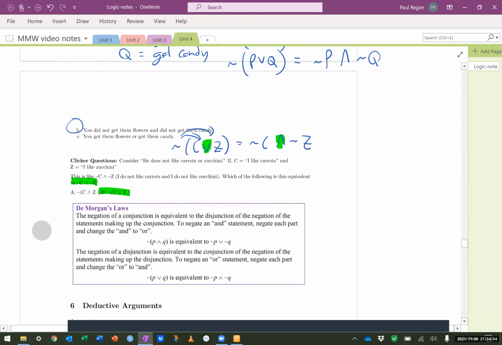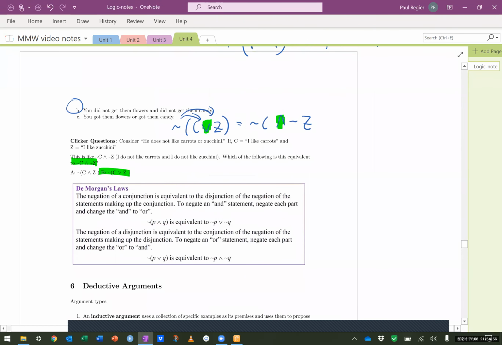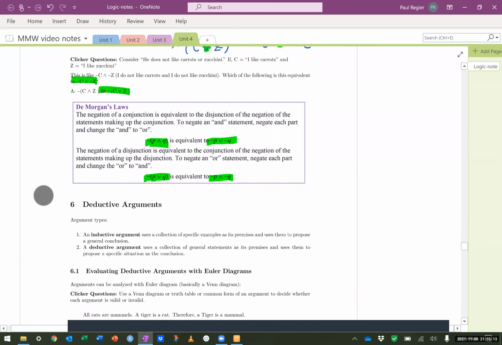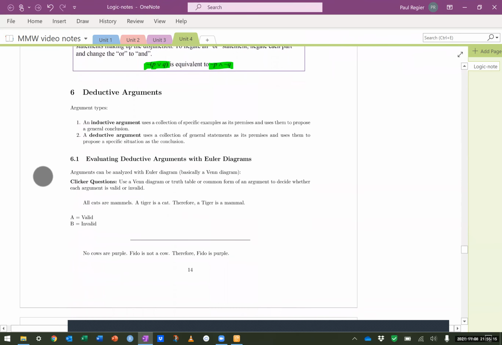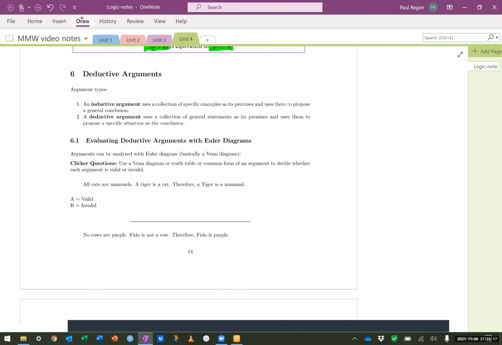Okay, here's the summary of all that. To negate not P and Q, it's not P or not Q. And to negate not P or Q, it's not P and not Q. The and or flips. We'll apply that in the homework, but I'm going to continue to the next section, deductive arguments.